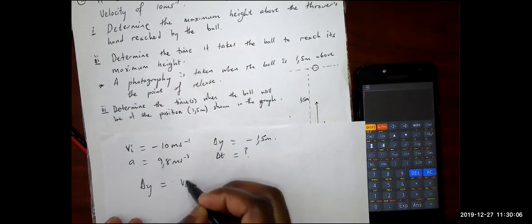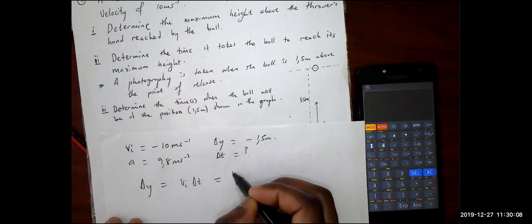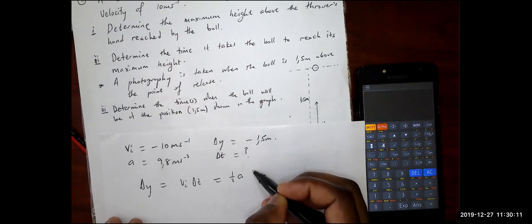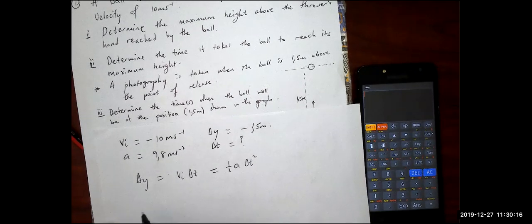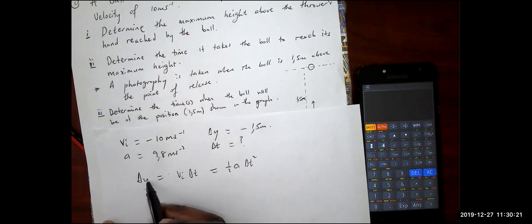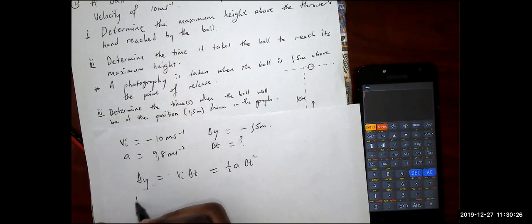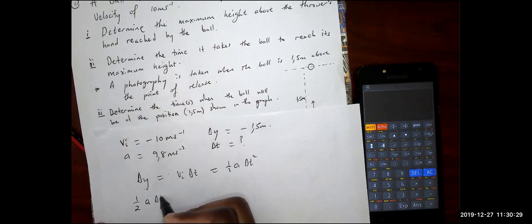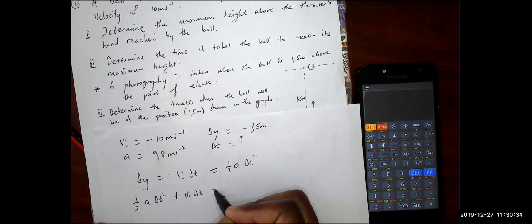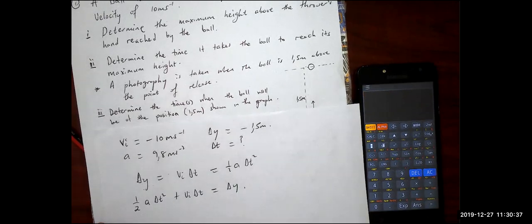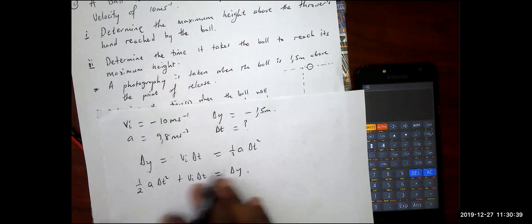Change in y is equal to v initial change in time plus half acceleration change in time squared. Now what do we have? Let's take it this way: half a change in time squared plus v initial change in time is equal to change in y. I like to write it this way so that it's going to be easy to simplify.